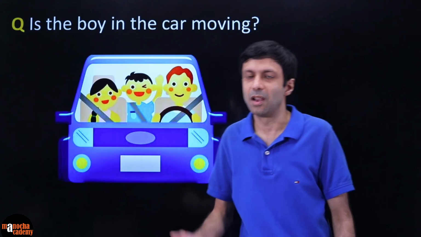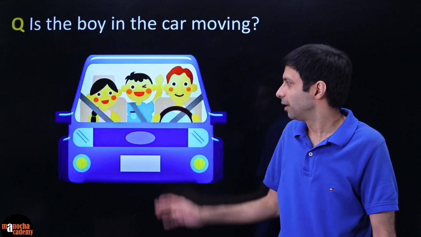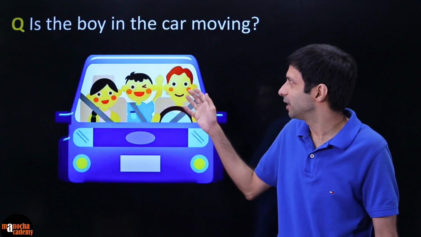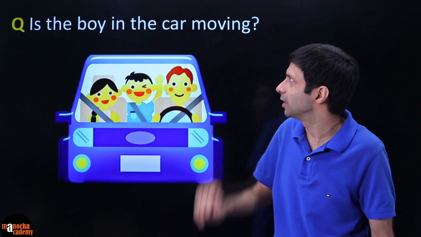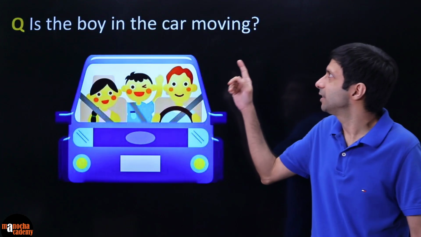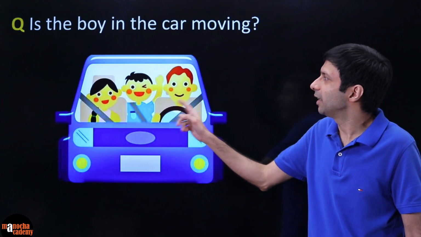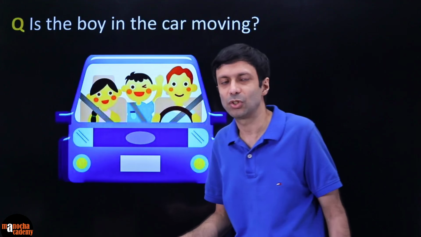Very good. Now comes an interesting question. Let's say this car is moving. Let's say this family is going on a trip. You can see father, mother, and this boy sitting. The question is, is the boy in the car moving? Yes or no? What do you guys think?